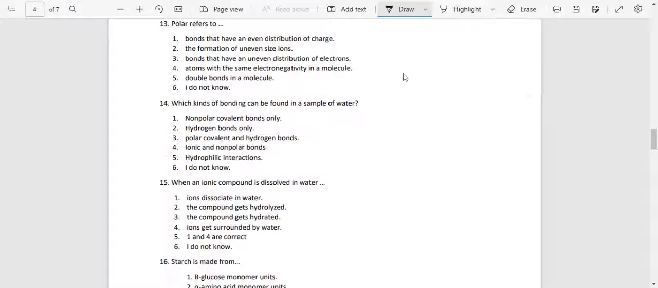Question 13. Polar refers to bonds that have an even distribution of charge. This is not true. When you're talking about polarity, polarity is going to be due to uneven distribution. For example, if hydrogen is bonded to oxygen, oxygen is more electronegative. If you want to tell which atoms are more electronegative, check on the periodic table. Here is fluorine at this point. So fluorine is the most electronegative atom. So anything that is closer to fluorine is going to be more electronegative. So electronegativity increases as you go towards fluorine on the periodic table.